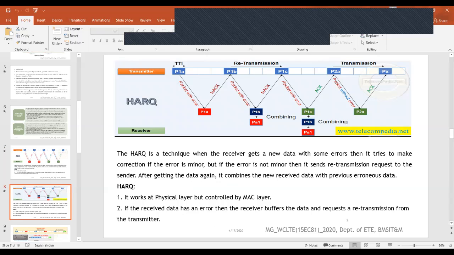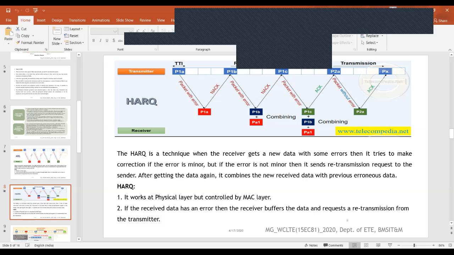So what happens in this is, see packet one, the transmitter will send packet one. That is the TTI, meaning the transmission time interval, right? That is the duration of one subframe, which is equal to 1 millisecond in LTE. So it will be transmitting the packet from transmitter to receiver, with error, right?